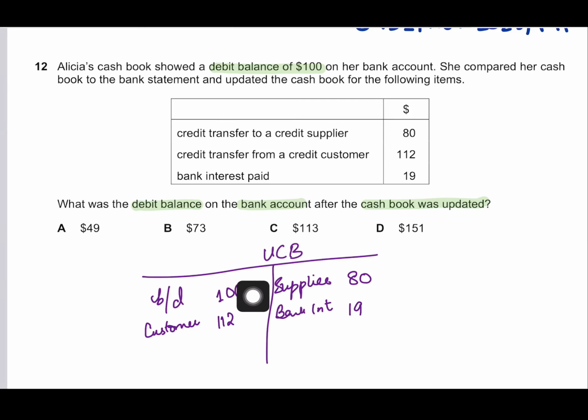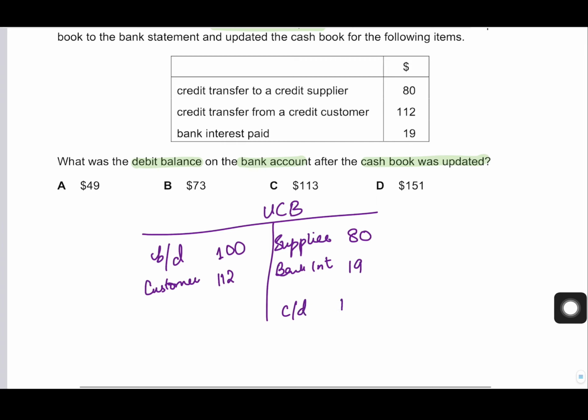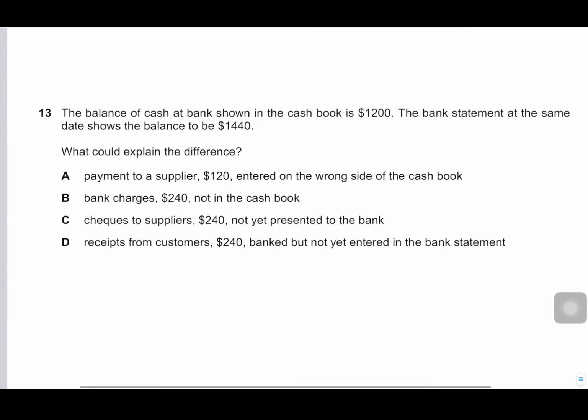So the answer would be 100 plus 112 minus 80 minus 19. My carried down would be 113, a positive cash book balance. Option C. Moving towards the last question, a very interesting question.